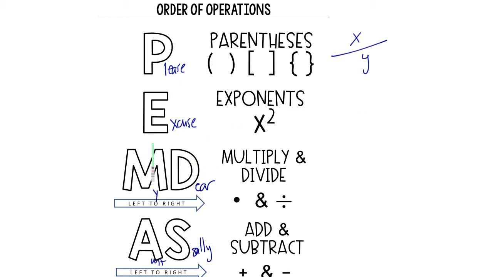Next for the E or excuse is exponents. All exponents come next. Multiply and divide are of equal importance next, and you do those from left to right. So you start, like you're reading, on the left of an expression or an equation and move towards the right. And last, add and subtract, also of equal importance, and you move from left to right.